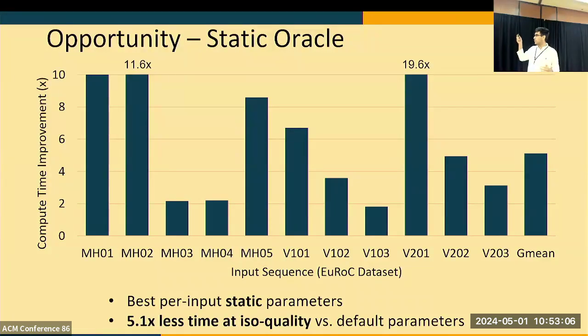On the y-axis here, we have the compute time improvement, and on the x-axis, we have different sequences from a data set. What we did was use an auto-tuning framework called HyperMapper to figure out the best parameters for each input sequence. Whenever we do that, we find that on average, we can get a 5x speedup with basically the same quality as the desktop default parameters.